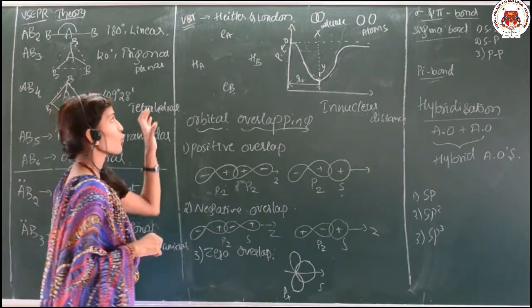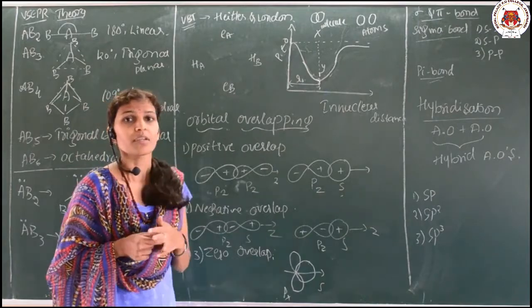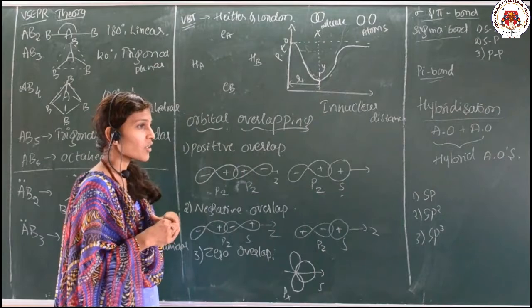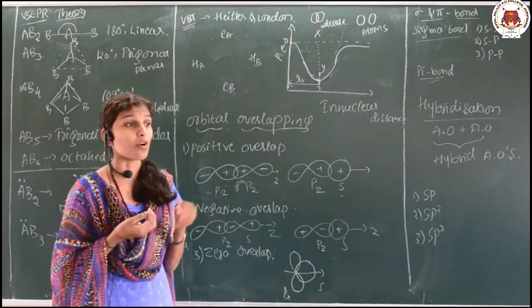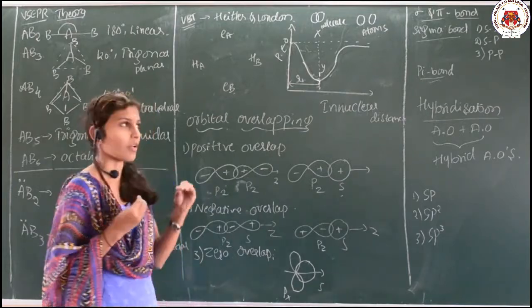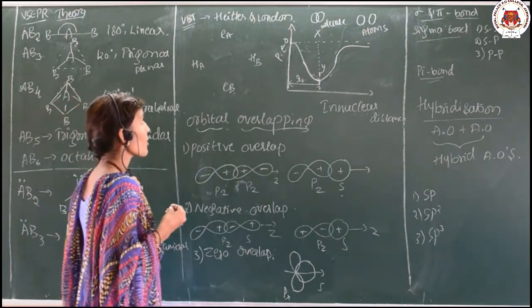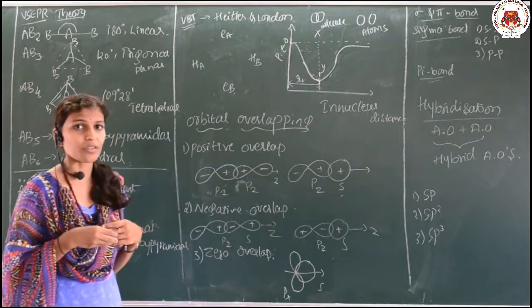One more important bit of the topic, that is VBT, valence bond theory. Actually the theme of the valence bond theory is that atoms form a chemical bond in order to get minimum energy and maximum stability. That is the main theme of the VBT, and VBT was proposed by the scientists Heitler and London. Later on some other scientists developed the theory.